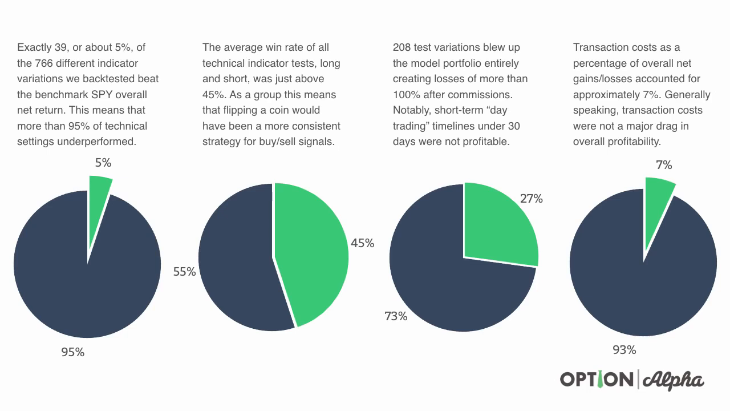But the reality is that some of these indicators were actually so bad that almost a third of them blew up the portfolio. So that's cause for concern. Again, you don't have to buy the report to know this. Now you know you should probably stay away from some of the indicators that might blow up your account. Now, the last thing is that transaction costs as an overall percentage of gains and losses accounted for approximately 7%. So generally speaking, transaction costs were not a major drag on overall profitability.